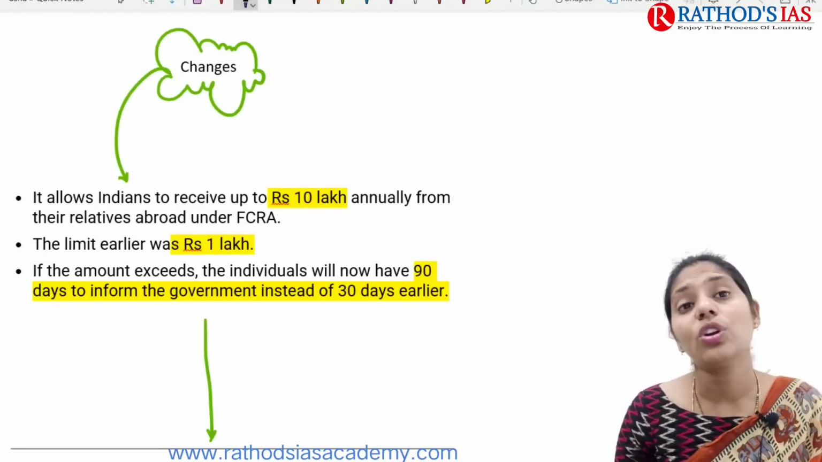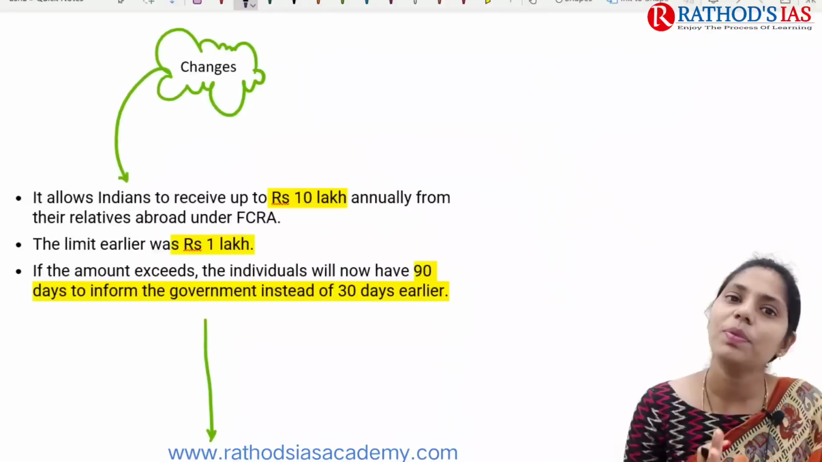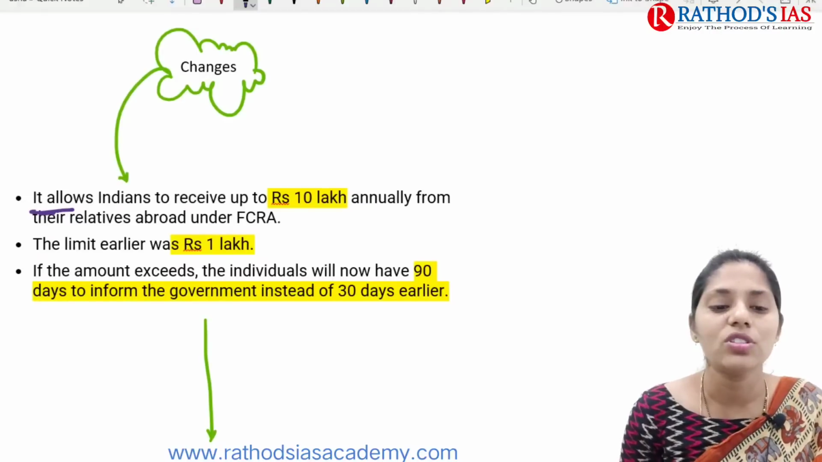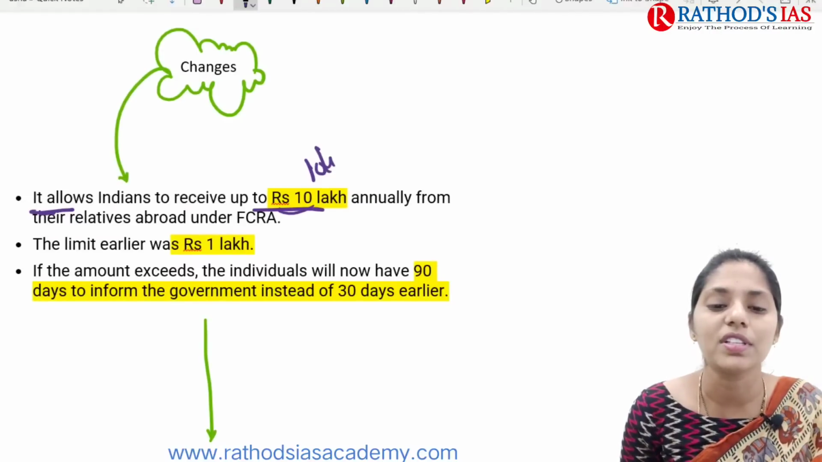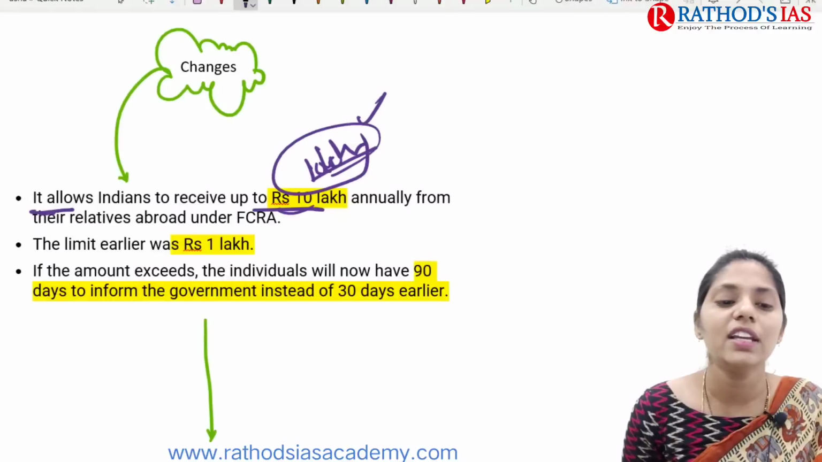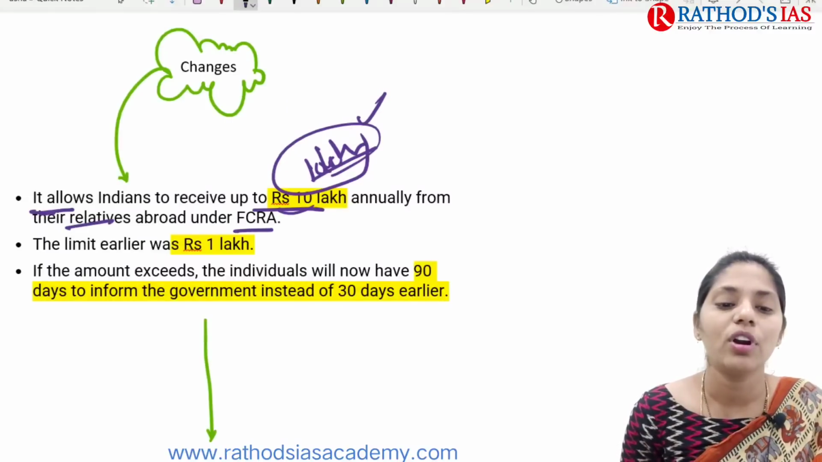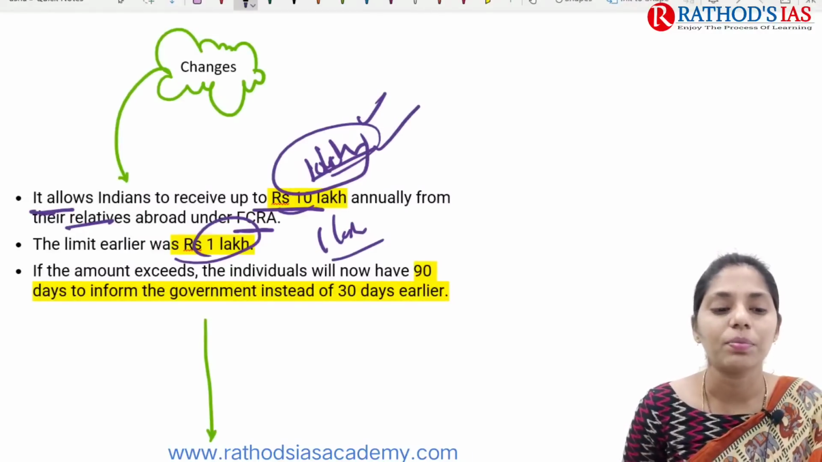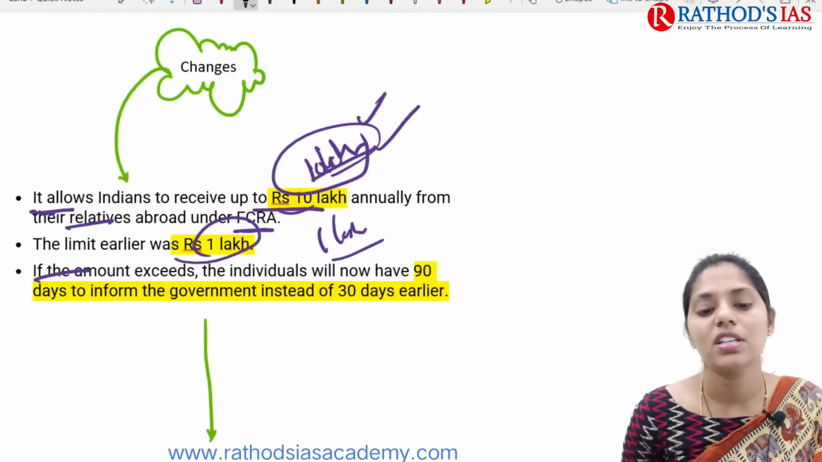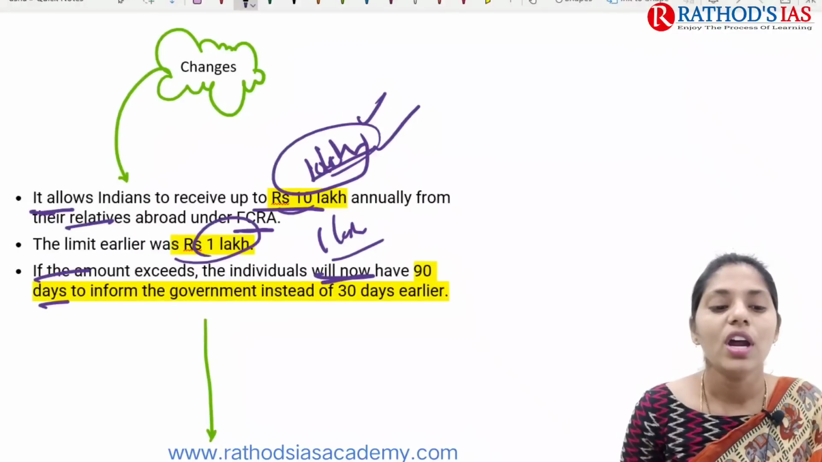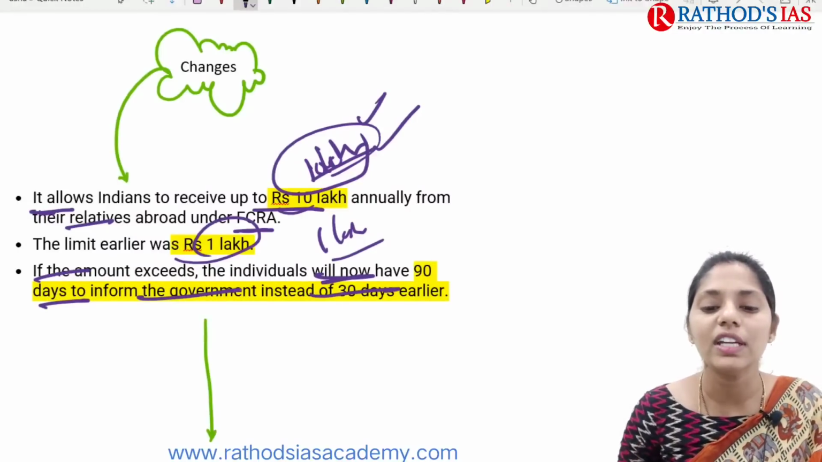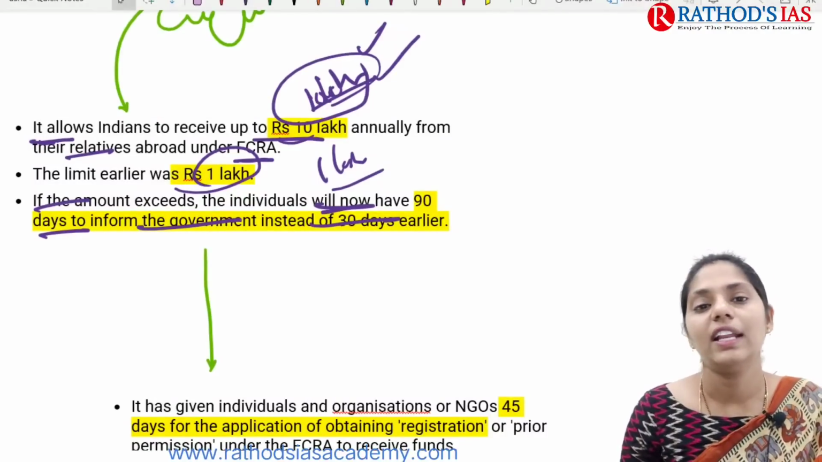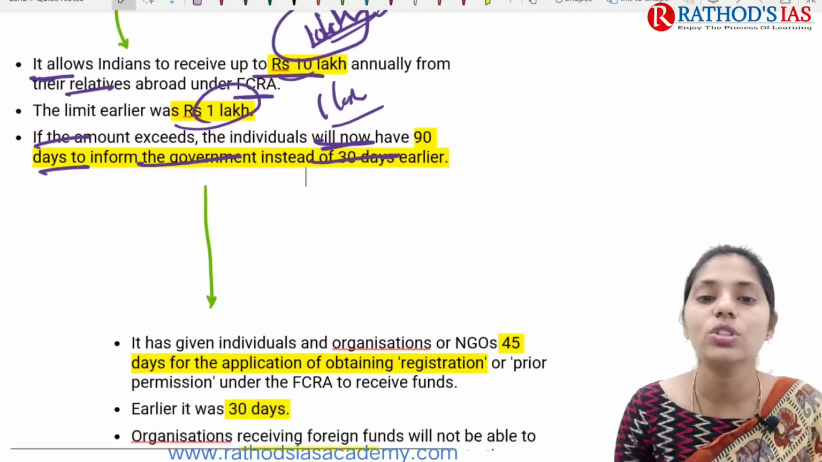And now let us see what the amendments or changes are. If you know the previous one, then you can easily understand the changes. This new amendment allows Indians to receive up to 10 lakh rupees annually from their relatives abroad under this FCRA. Earlier the limit was 1 lakh rupees, and now it is 10 lakh rupees. If the amount exceeds that, individuals will now have 90 days to inform the government instead of 30 days earlier. Earlier it was a 10 day time period, but now it is increased to 30 days.